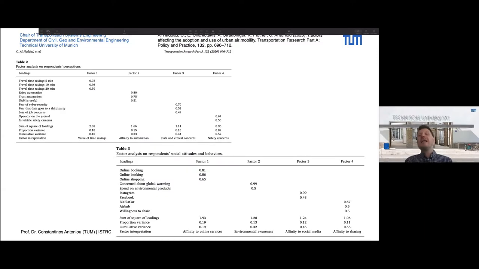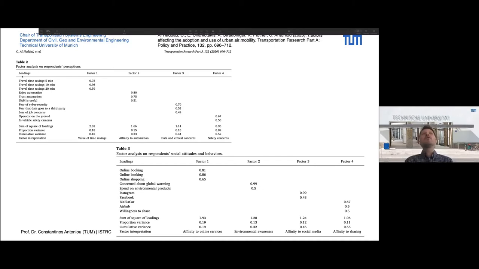And then we analyze this data, in this case with factor analysis. The statistics do not matter right now. I'm not going into equations and math. I'm just looking at the concepts. So we did this factor analysis, first of all, on the respondents' perceptions, and then on the social attitudes and behaviors. And these were mapped into a number of factors, which we later interpret.